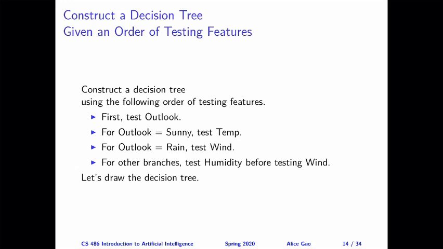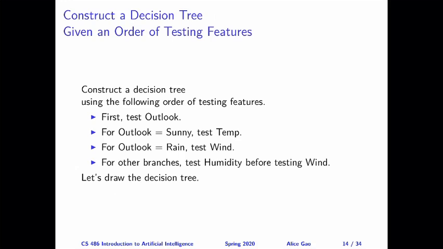Here I have given you an order of testing the input features. First, we'll test Outlook, and depending on the value of Outlook, we might decide to test different features. And also for all other branches and for all other remaining features, I've specified the order. So this order is sufficient for you to generate a decision tree without ambiguity. This is a good point. You haven't seen an example, but this is a good point to pause the video and try to generate the decision tree yourself. The process is quite intuitive.